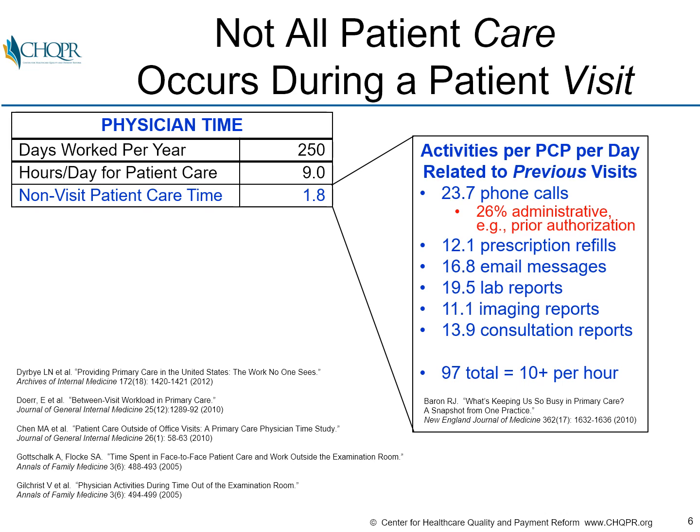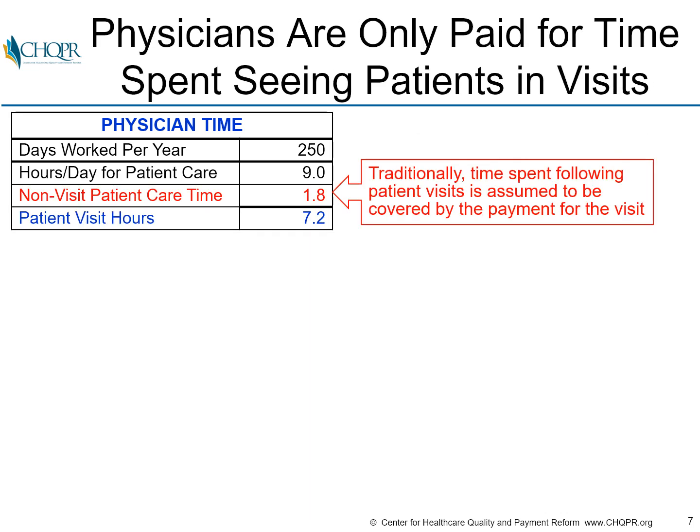About 20% of the 9 hours will be used for activities related to patients who aren't visiting the practice that day, such as reviewing lab test results and approving prescription refills. A lot of time is spent on administrative tasks required by health insurance plans, such as obtaining prior authorizations for tests and medications. This large amount of time is important because the physician is not paid directly for these follow-up tasks. They are assumed to be covered by the payments for visits the patients made to the practice.